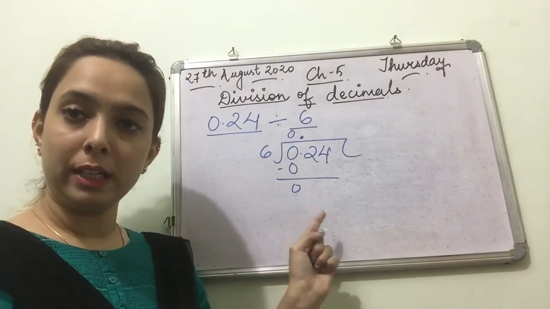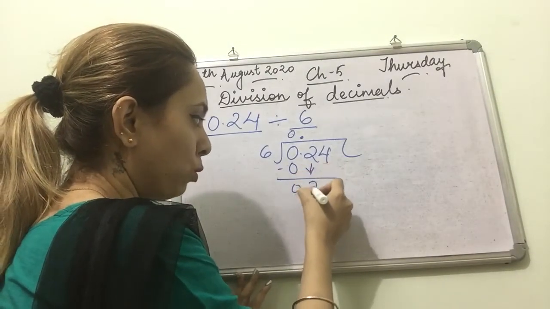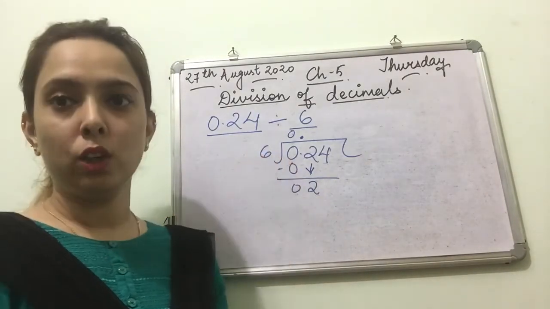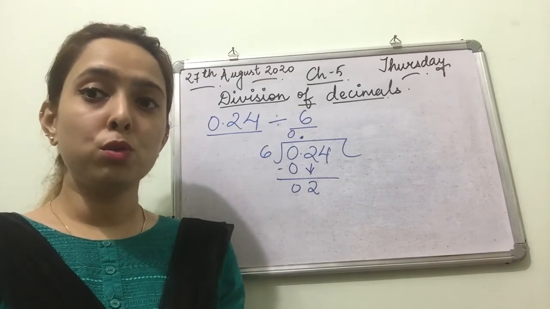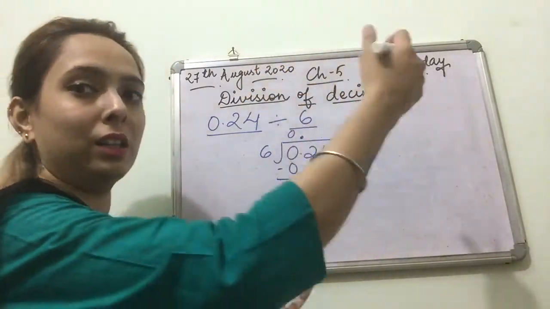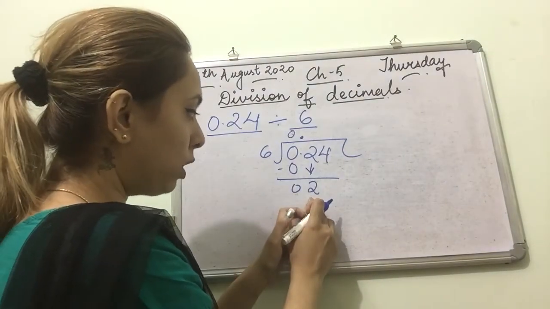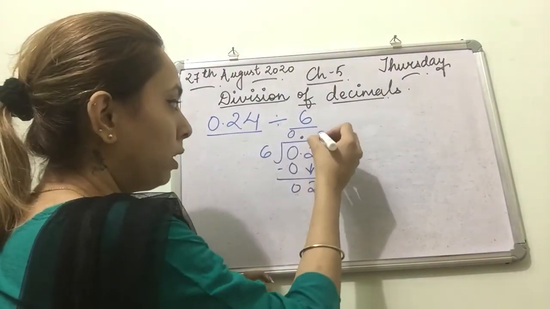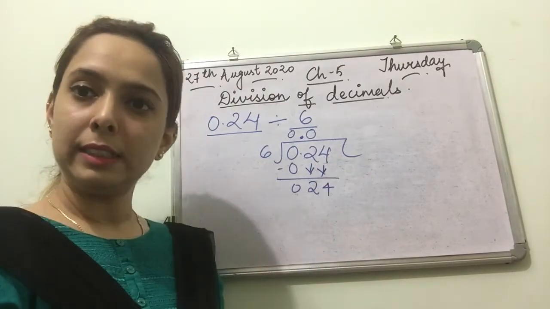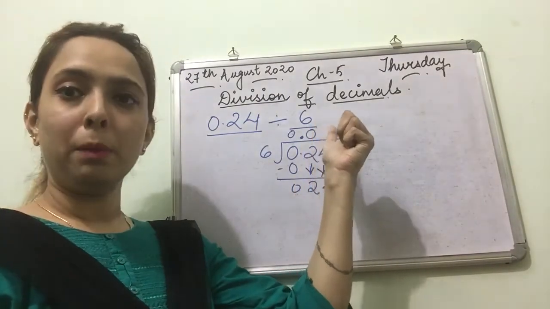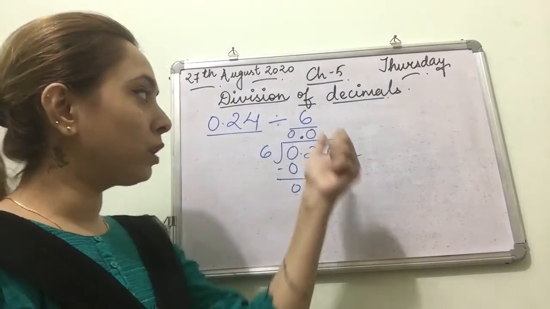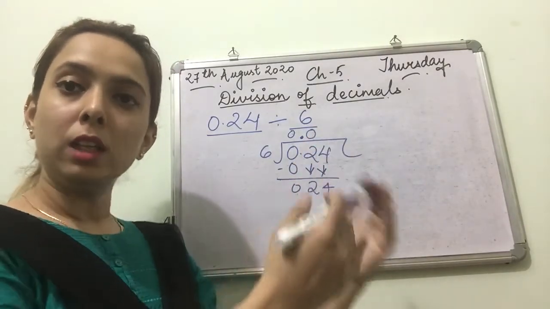Here you have to be very attentive. I am bringing this 2 down. In your normal division, students, when your dividend is smaller than your divisor, what are we supposed to do? We always put a 0 in the quotient to bring another number down. So this 2 is smaller than this 6. So I will put a 0 in the quotient to get this 4 down. If you do not put the 0 here, then your answer will be wrong. It is very compulsory to put a 0 when you are bringing another number down.